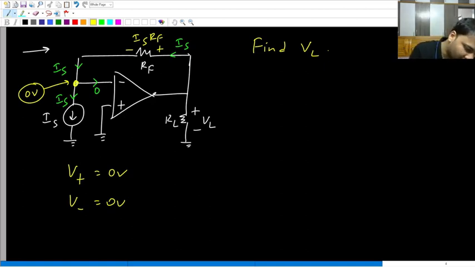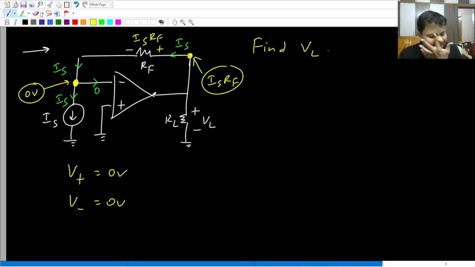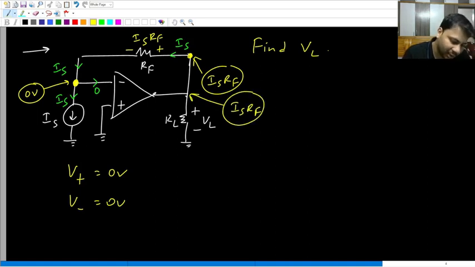Now let us go from this point to this point. This point is what? 0. Then you go from minus to plus, you add the drop, 0 plus IS RF, which is IS RF. Understood? That's all. So what is the voltage at this point? Also IS RF, because everything is the same node.